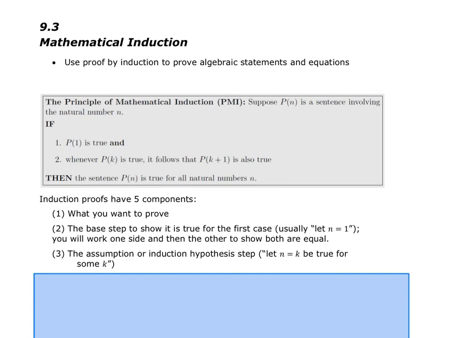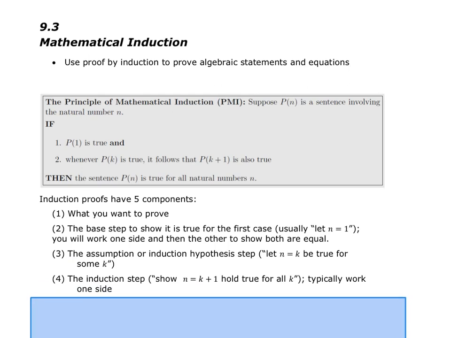Our third step is to assume that it's true for k. In other words, we're at the induction hypothesis step. We let n equals k be true for some k. Step 4 is we want to show that it's true for n equals k plus 1, and that will hold true for all k. Typically, we'll work only one side, whether it's an inequality or an equal sign.